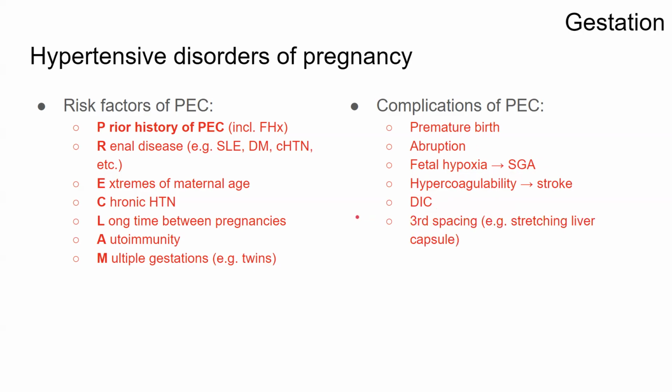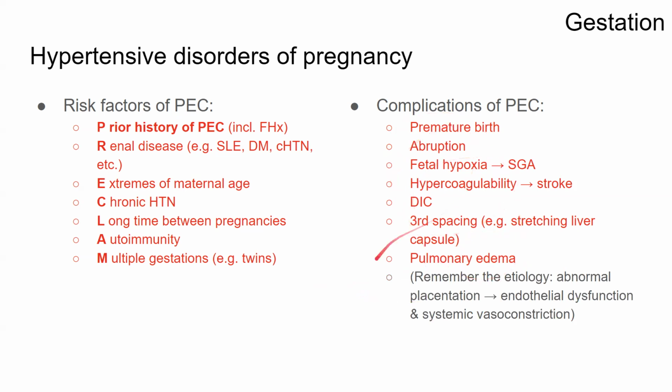You'll also see third spacing, which is like edema in bad spots. So you can have stretching of the liver capsule, which causes the right upper quadrant pain in preeclampsia, specifically preeclampsia with severe features. And then you can have pulmonary edema, just kind of similar to the third spacing because fluid gets pushed out into the alveoli.